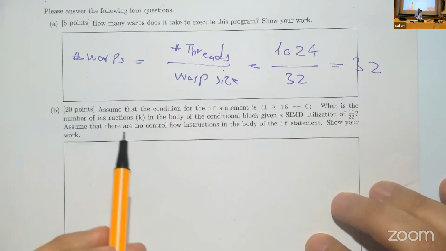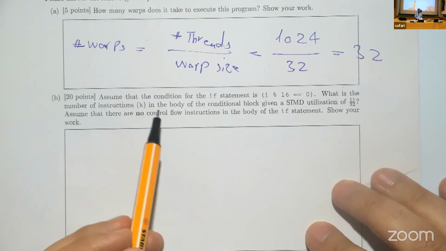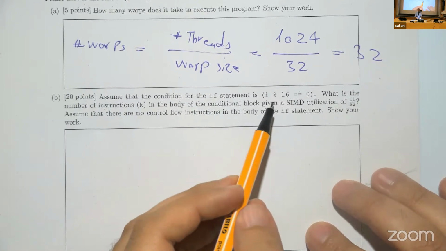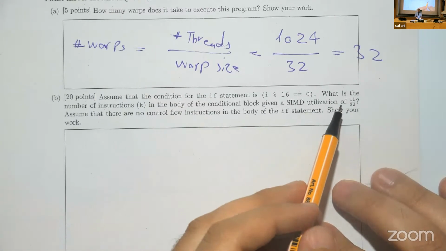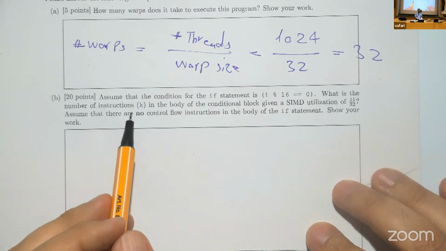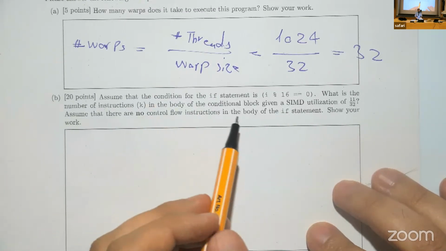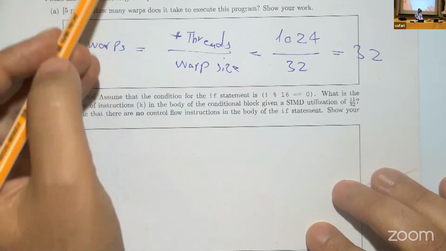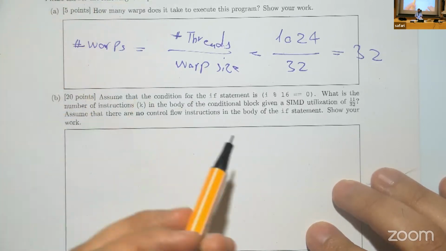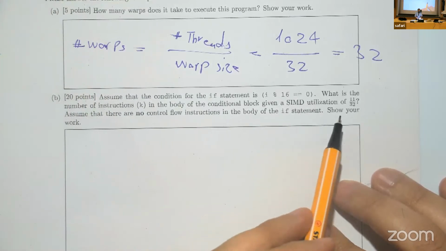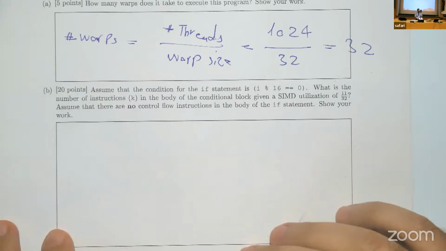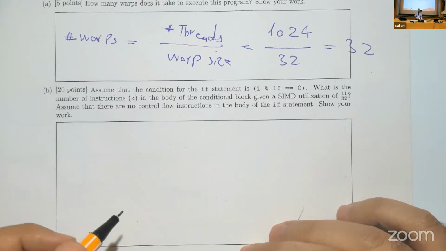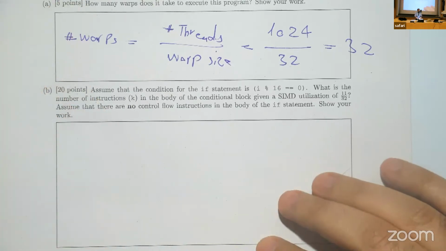In part B, we assume that the condition for the if statement is i mod 16 equals 0. Then we ask: what is the number of instructions k in the body of the conditional block, such that the SIMD utilization is 11/32? So we need to calculate the SIMD utilization parametrically with k and then solve the question.